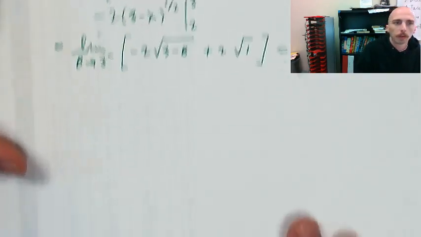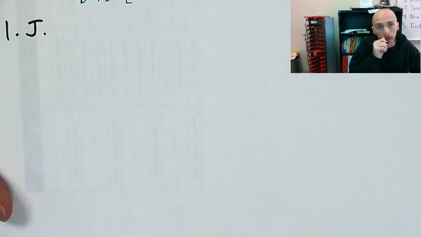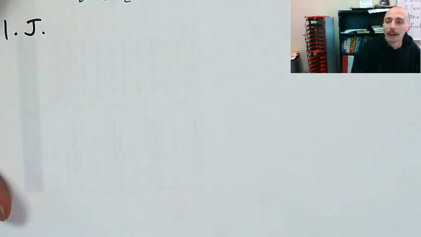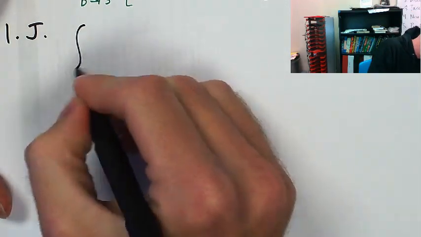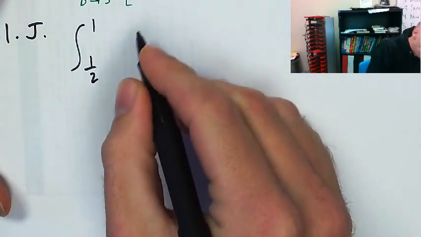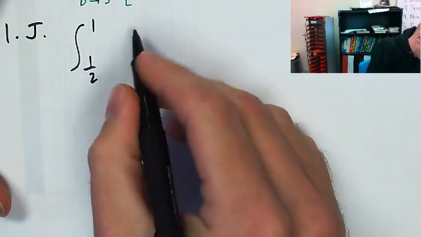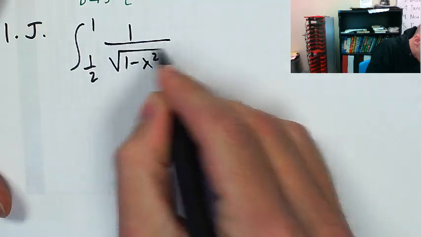J is going to be the integral from, oh, this one's a little tricky. This one, you don't have to worry. If you don't see this immediately, I don't need you to worry about this until next time. That's when I'm going to need you to worry about recognizing this antiderivative. Okay, so this is the integral from 1/2 to 1 of 1 over the square root of 1 minus x squared.